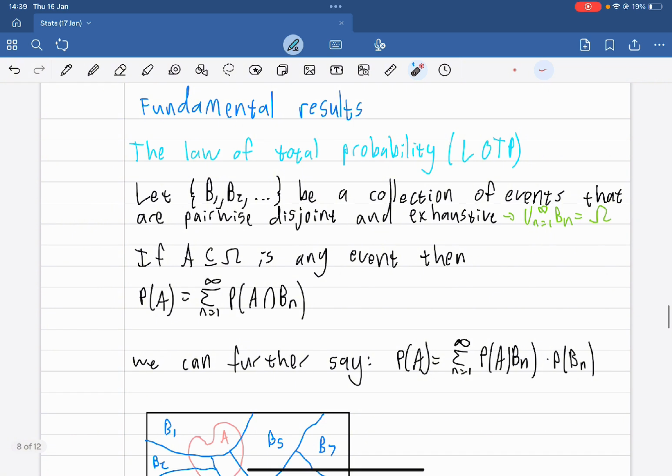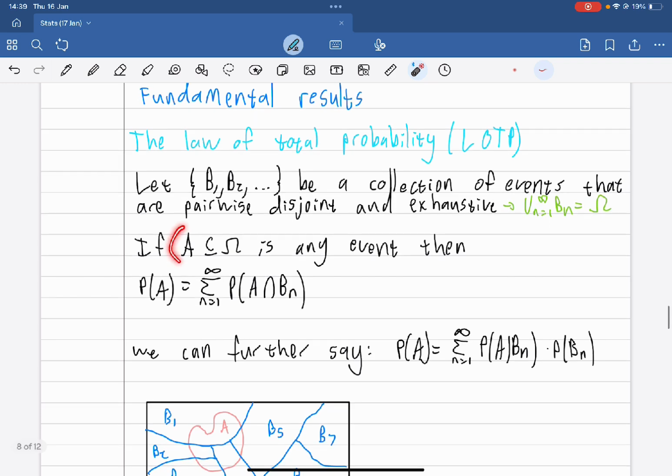So we're going to let B1, B2, B3, and so on be a collection of events that are pairwise disjoint and exhaustive. Pairwise disjoint means that none of the pairs overlap, so the intersection is 0, and exhaustive means that the union of all these events is equal to the whole sample space. These events span the whole sample space.